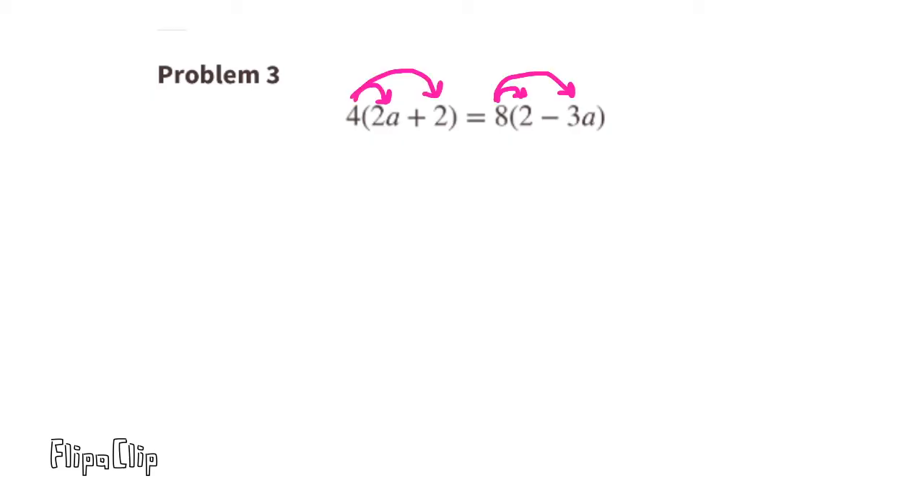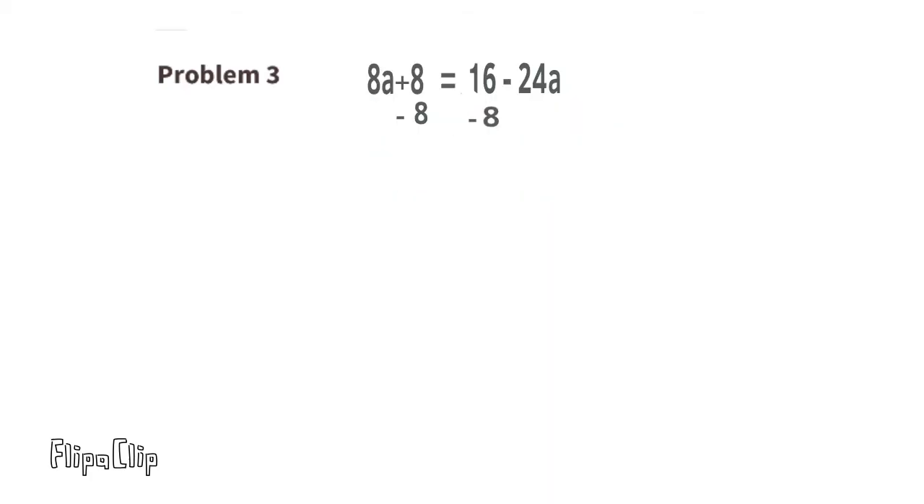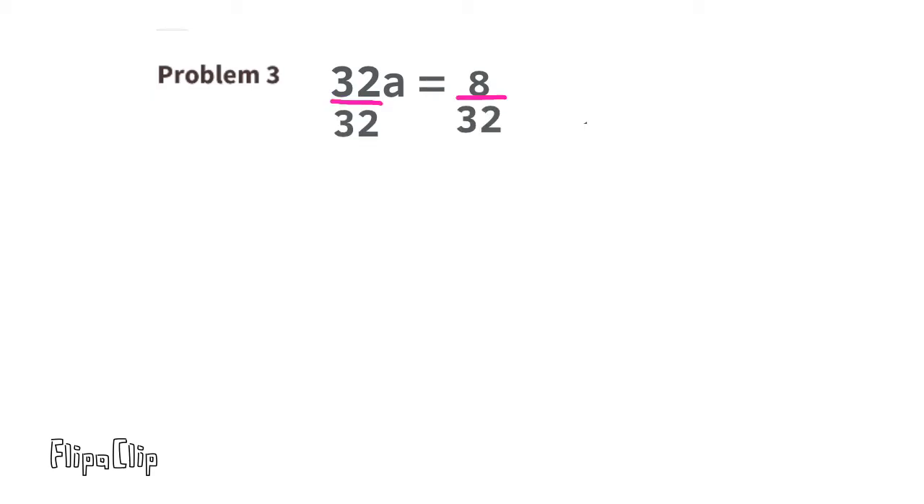We can use the distributive property: 4 times 2a plus 4 times 2, and 8 times 2 minus 8 times 3a. Subtract 8 from both sides of the equal sign. Add 24a to both sides of the equal sign. Divide both sides by 32. 8 over 32 is equivalent to 1/4, so a equals 1/4.